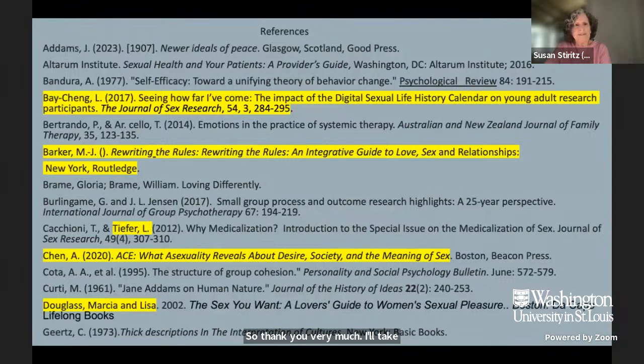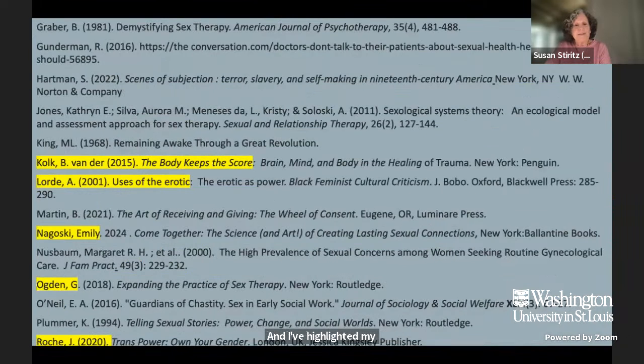And these are just some of the resources I've used in creating my work. And I've highlighted my favorite theorists. Here's some more.